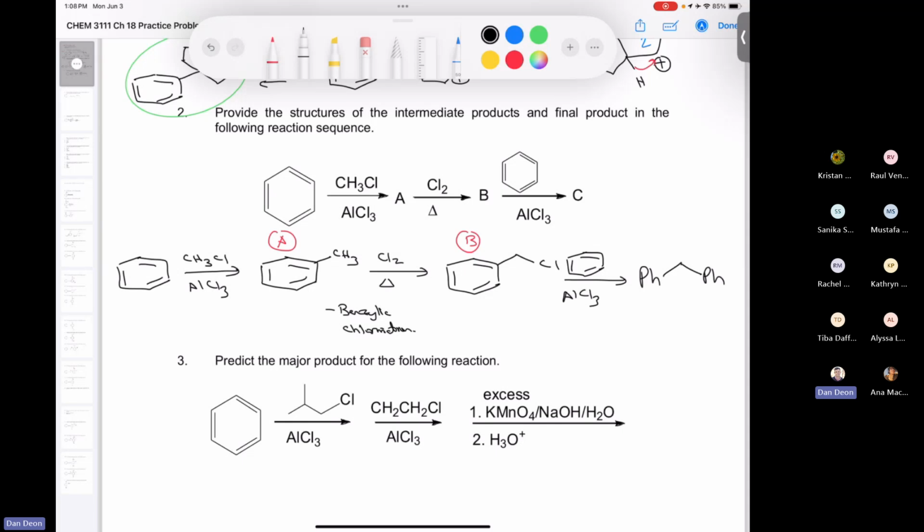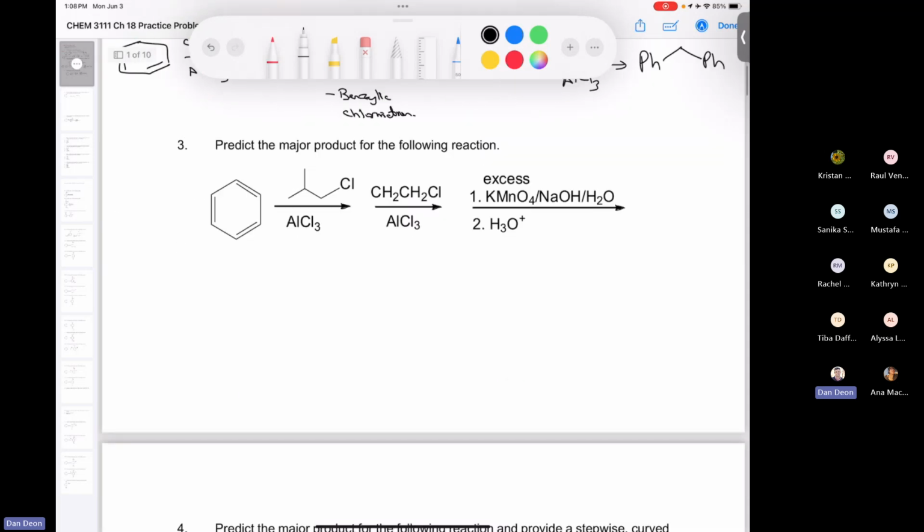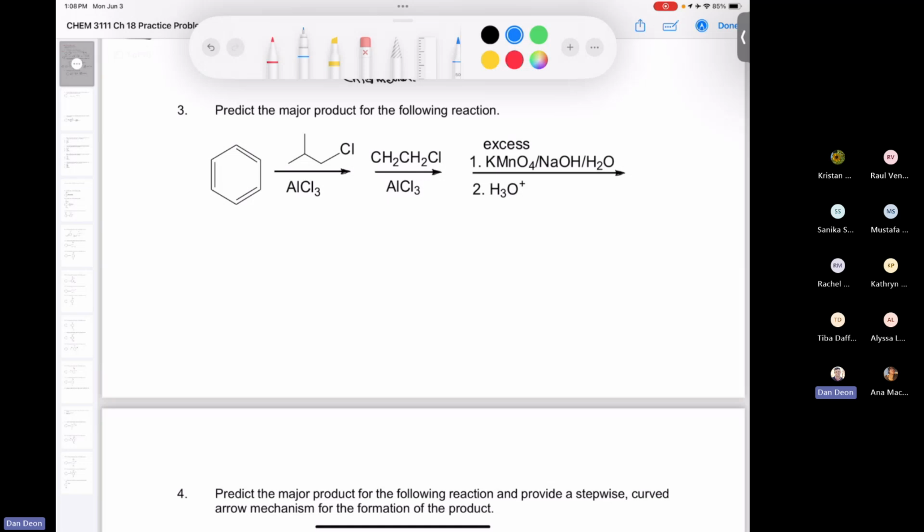All right, next one, predict the major product. I'm not going to draw all the rearrangement this time, because you guys are fully aware that if you had a primary carbocation like this, that's clearly going to undergo a hydride shift to give you the more stable tertiary carbocation. And so it says predict the major product of the reaction. So after the first step, after treating benzene with the isobutyl chloride and aluminum chloride, you're going to end up with mostly tert-butylbenzene, this compound here.